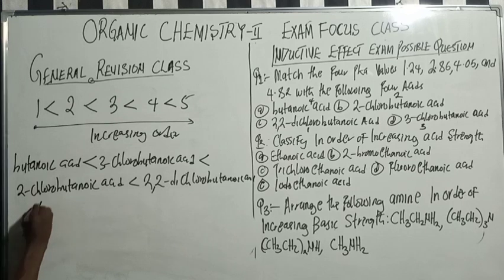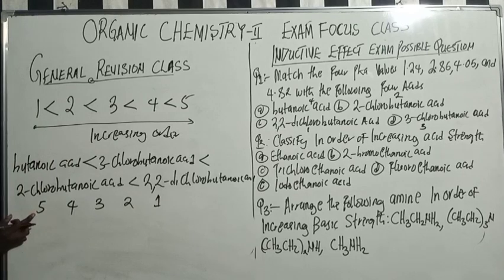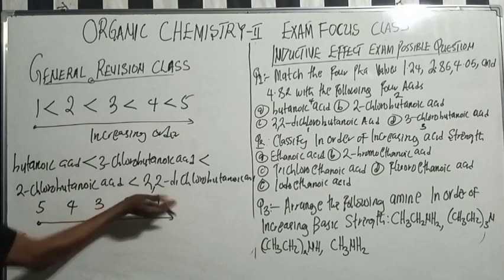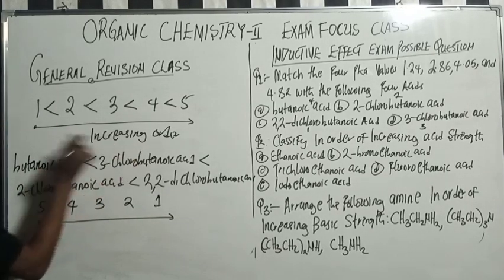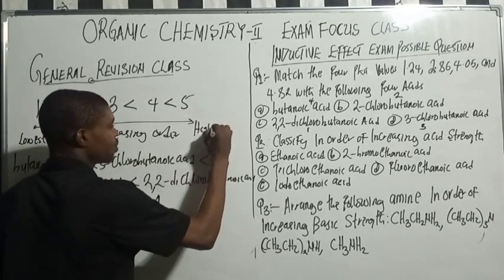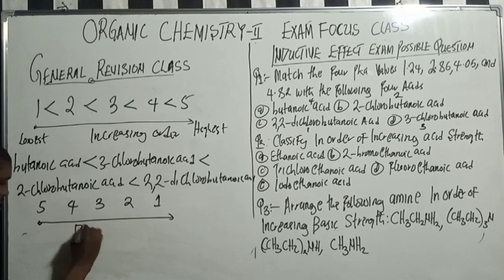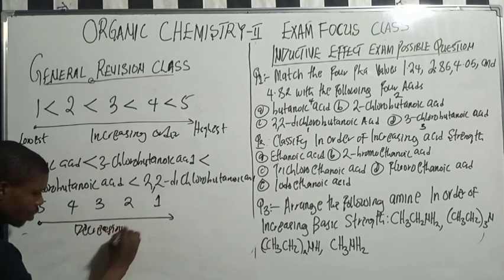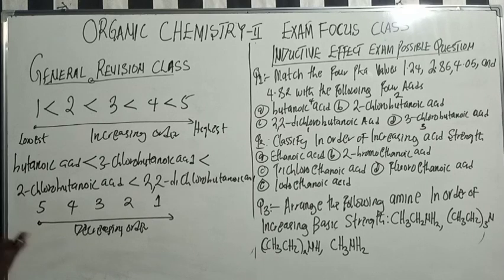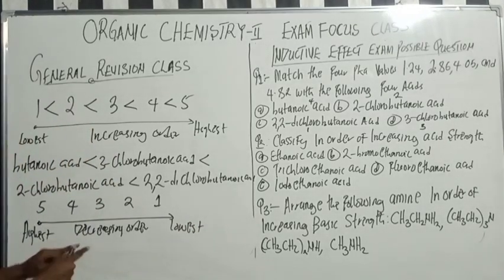So for example, we have 5, 4, 3, 2, and 1. This is decreasing. As we move from here to here, it is decreasing, from the highest to the lowest. For increasing order, it is from the lowest to the highest. Don't confuse it. But decreasing order means from the highest to the lowest. Very important.